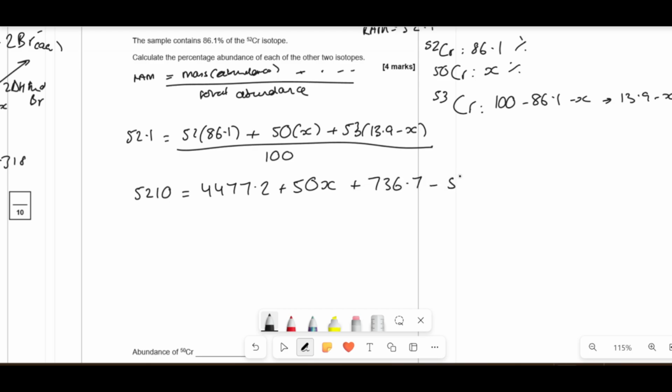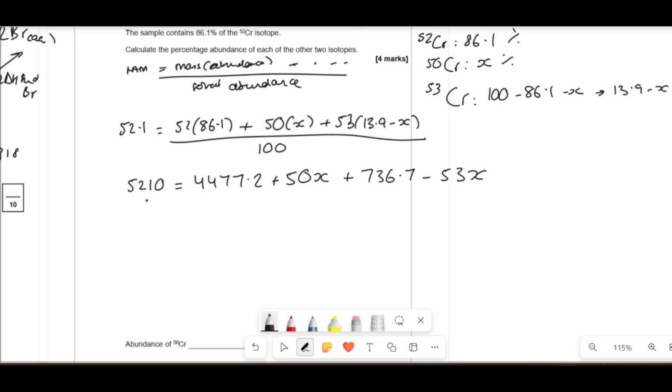736.7 minus 53x. So then, if I tidy this up, 5210 equals 4477.2 plus 736.7, which is 5213.9. That's that and that tidied up. And then 50x minus 53x is minus 3x. So if I move that across, 3x plus 5210 equals 5213.9. 3x would equal 5213.9 minus 5210, which is 3.9. So then x would equal that divided by 3, which is 1.3%.